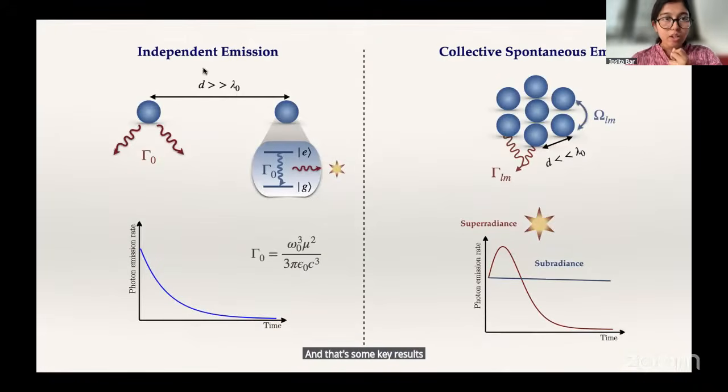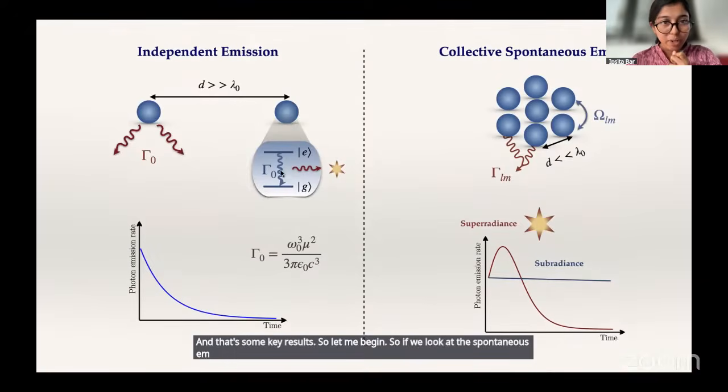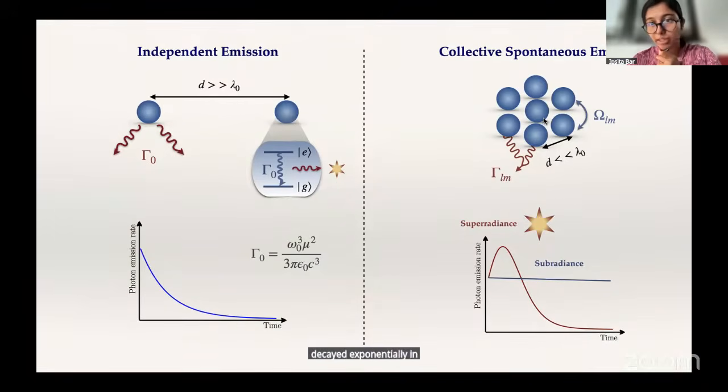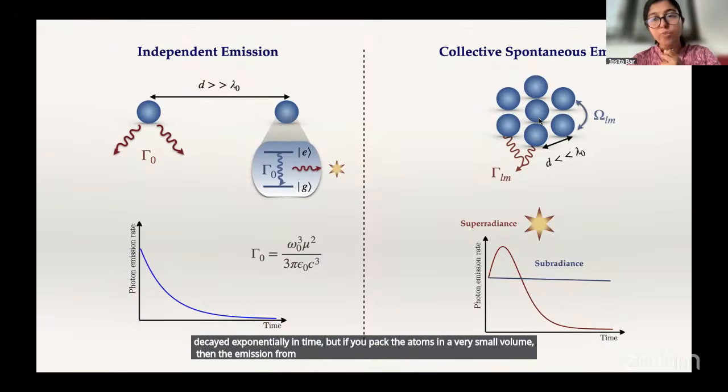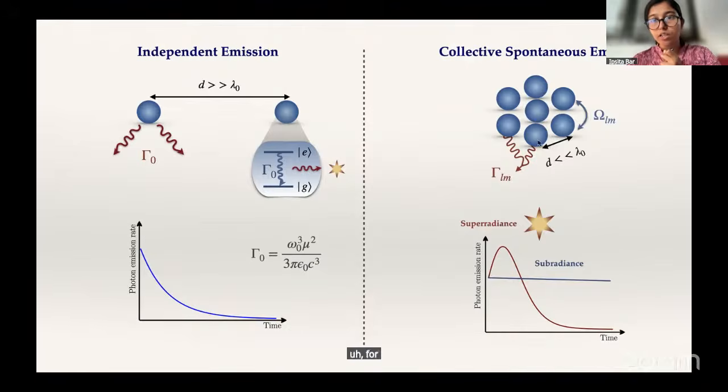So let me begin. If we look at the spontaneous emission from independent atoms, then the photon emission rate decays exponentially with time. That is, the excitation from the atom decays exponentially in time. But if you pack the atoms in a very small volume, then the emission from each atom interferes with each other, and the whole system behaves as a collective dipole. So this interference forms interesting collective states.